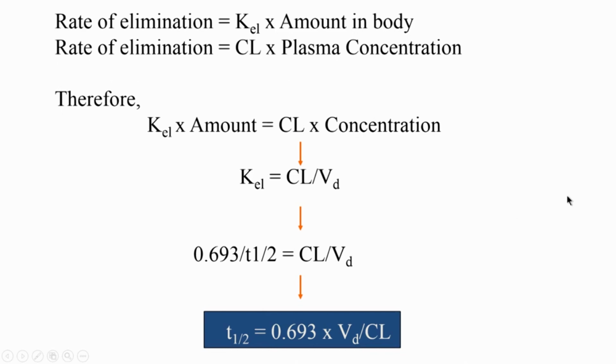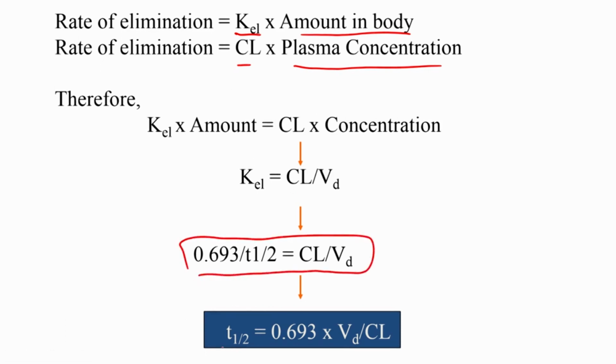So, the rate of elimination is equal to the rate constant k elimination multiplied by the amount in the body, and the rate of elimination is also, as we defined with clearance, clearance multiplied by the plasma concentration. Therefore, if you equate these two, you get an expression for t half: t half is equal to 0.693 multiplied by Vd divided by the clearance rate. And remember, Vd is the volume of distribution that we discussed in the last class.